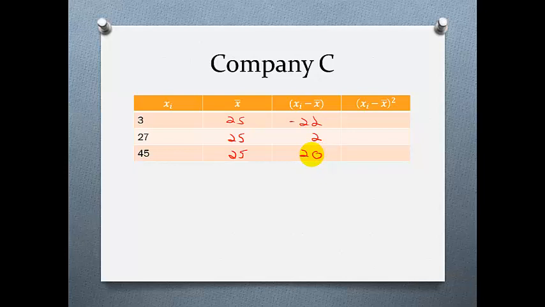Now we're going to go through and square those values. We might need a calculator because these numbers are getting big. 22 squared is 484.